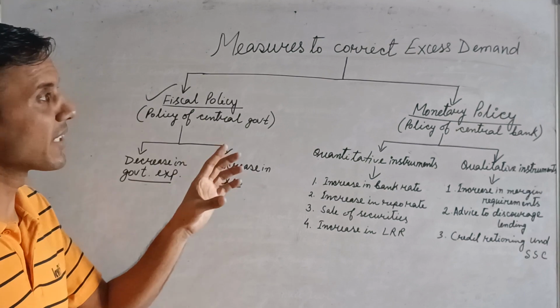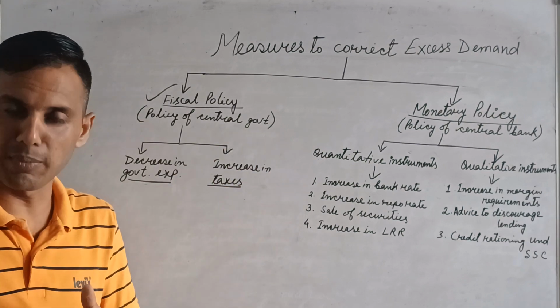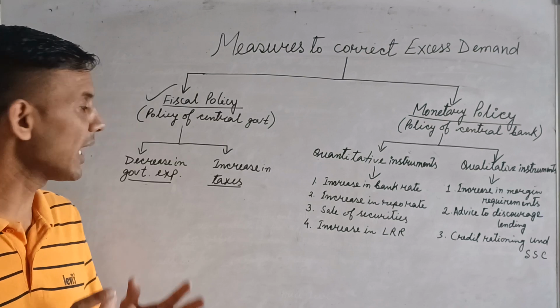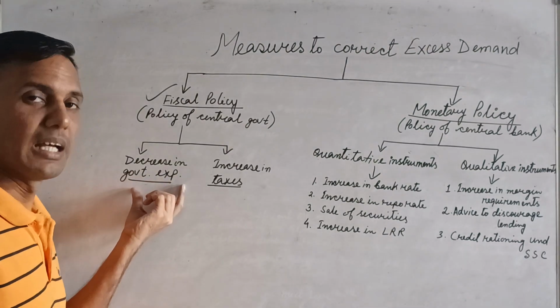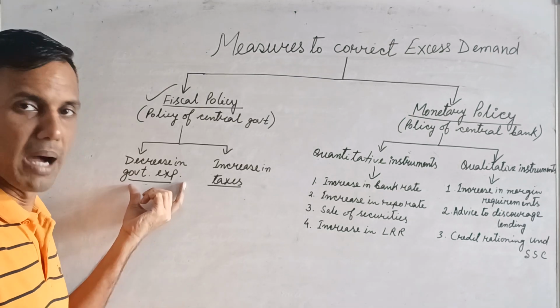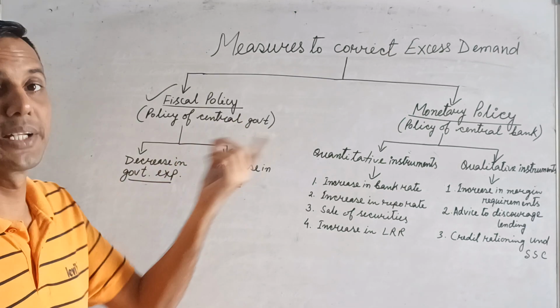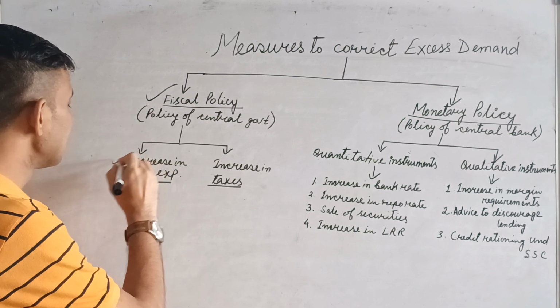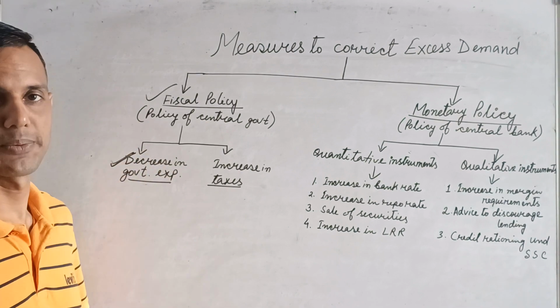When there is excess demand, it means more demand, more aggregate demand. So that's why government will decrease the government expenditure and it will decrease the demand and finally we can get the full employment level. Very simple. So government will decrease expenditure.